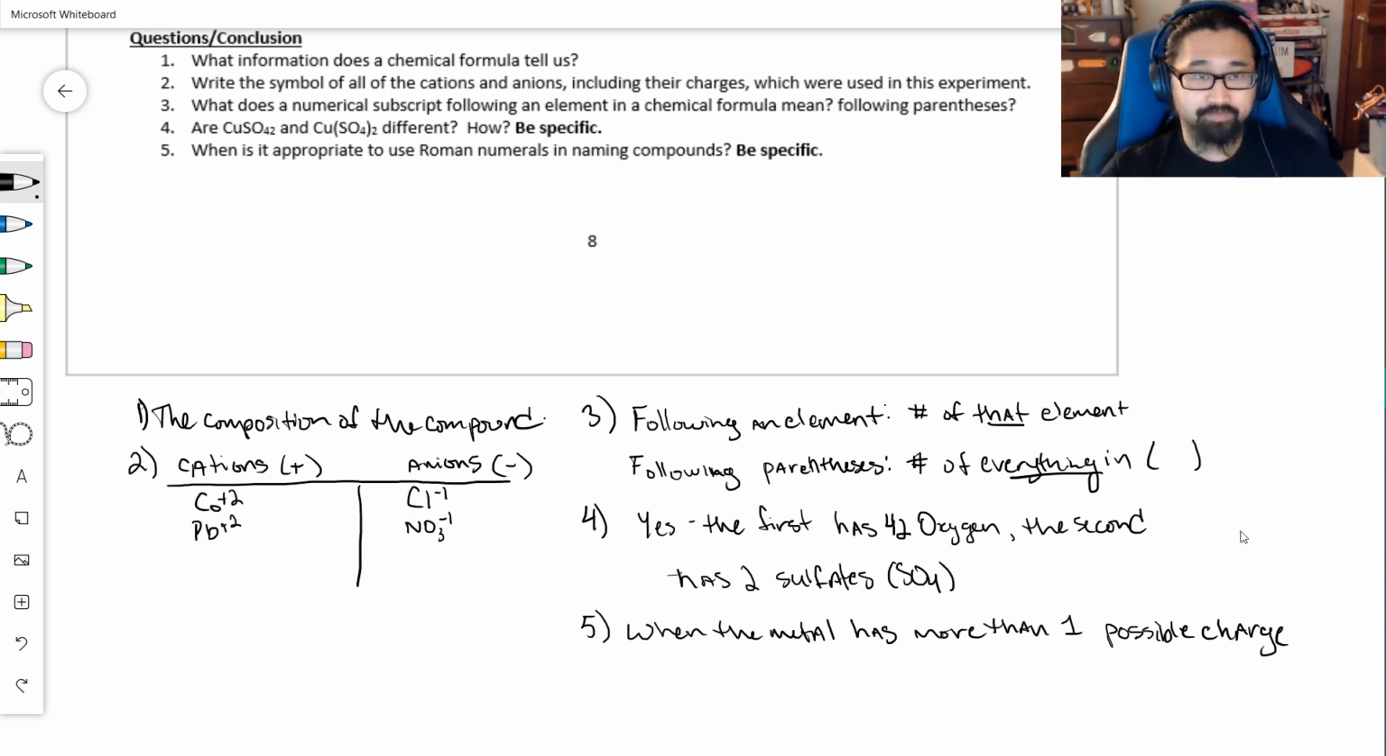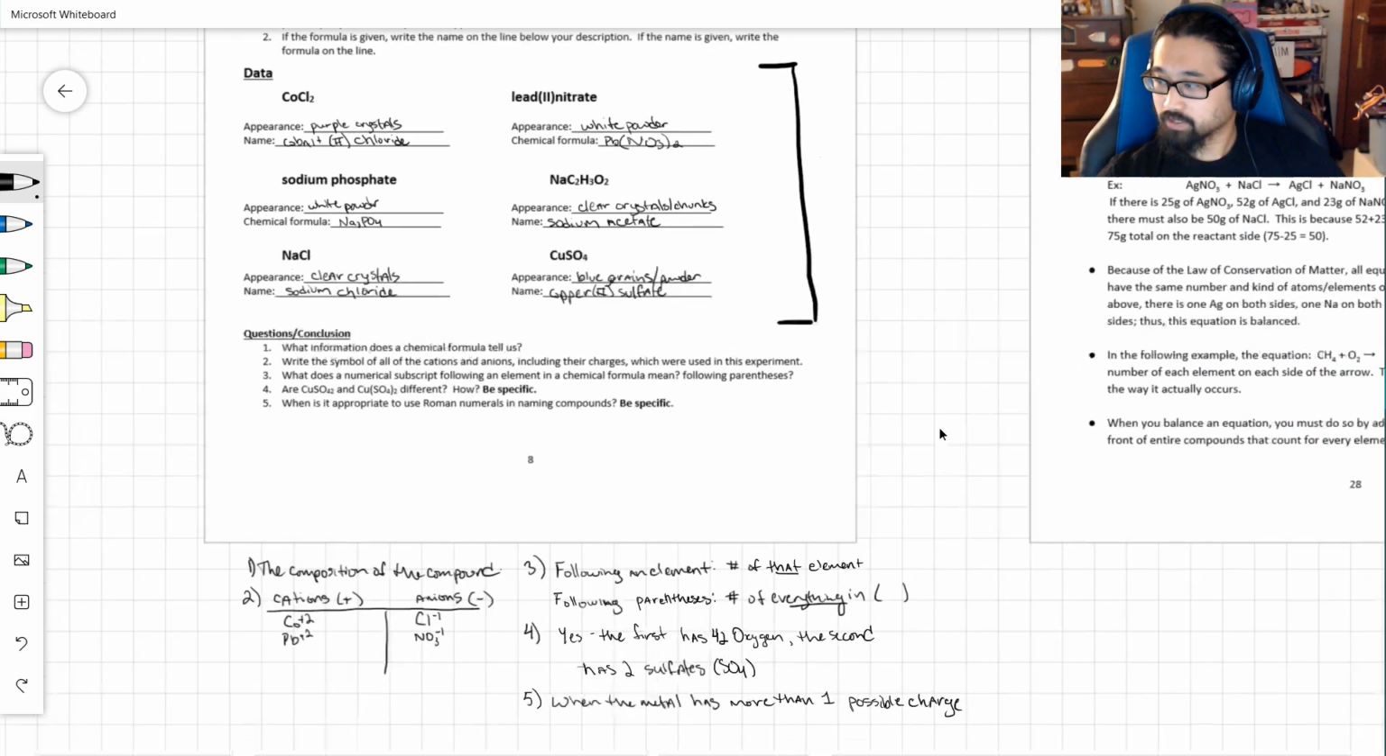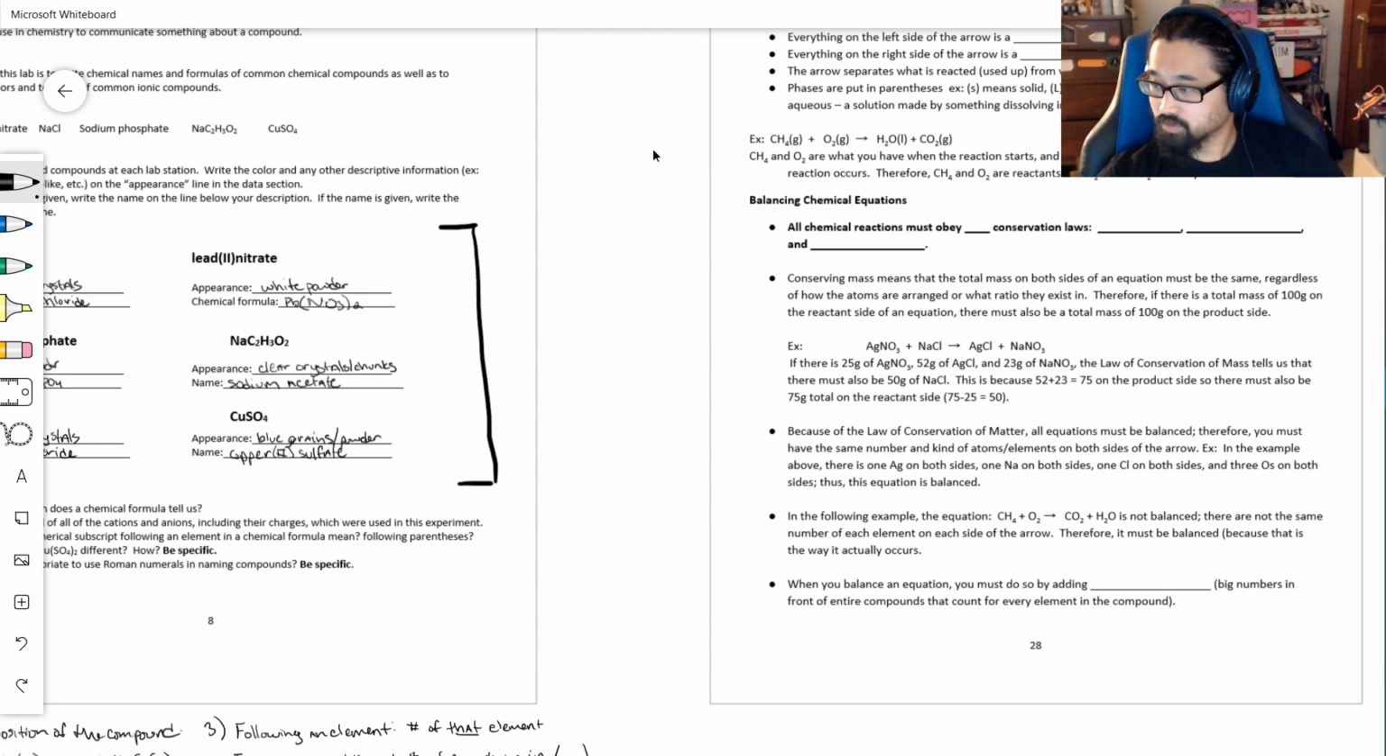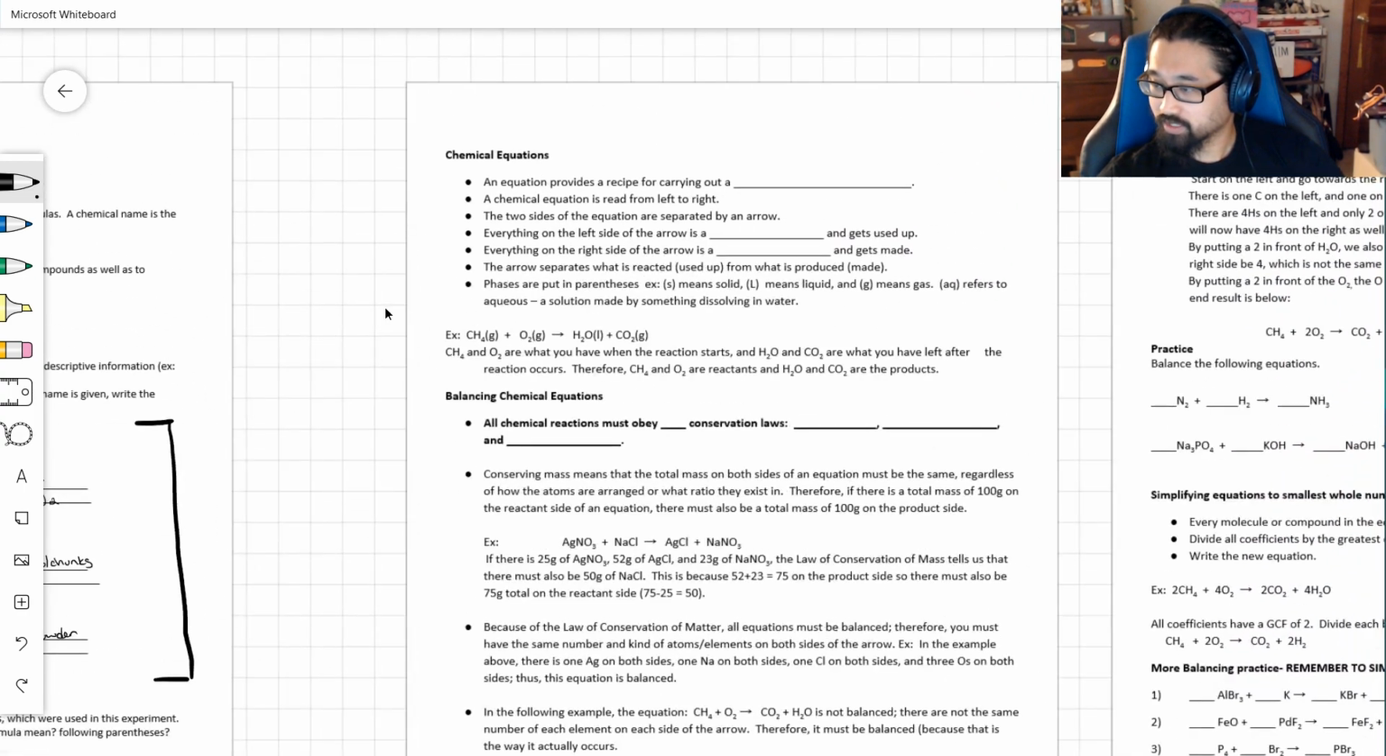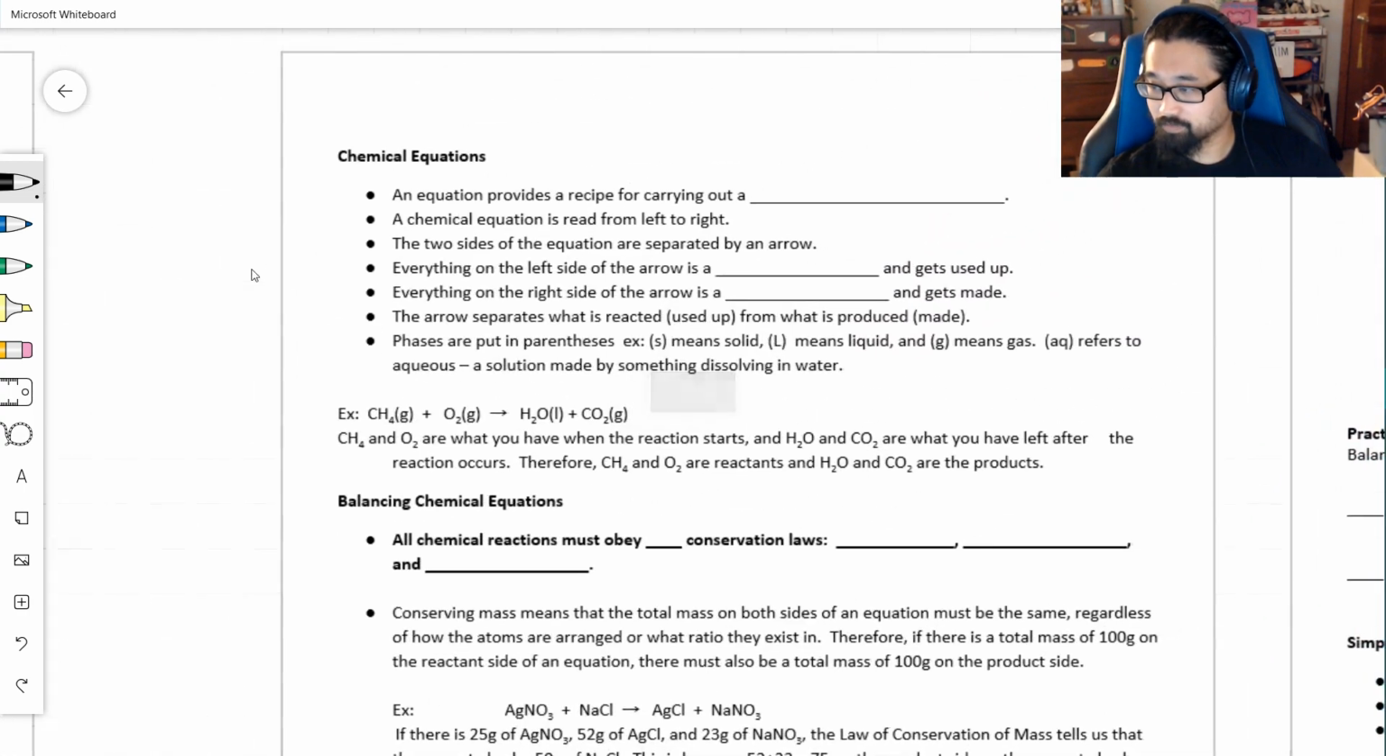All right. Now, when you finish that number 2, make sure to turn this in to the assignments. What I'd like to do is move into page 28 and into page 29. We'll talk about chemical equations.